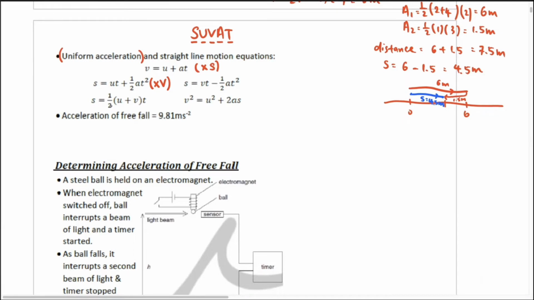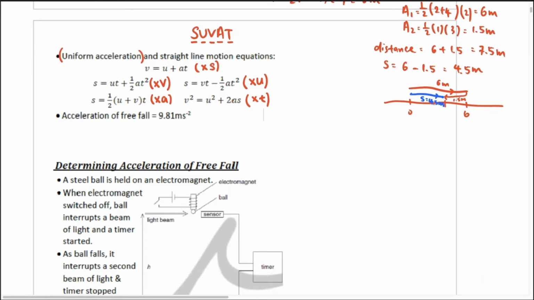S equal to half U plus V times T. This formula is used when you are not given acceleration and the question never asks for acceleration. S equal to Vt minus half At squared. We use this formula when the question never asks for initial velocity and they never give you any information on initial velocity. And finally, when you don't know T and the question never asks for T, then you use this formula. Okay, so of course we need to practice. Okay, we need to practice these 5 formula.